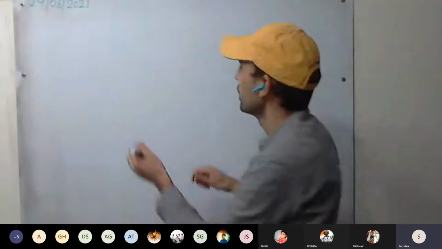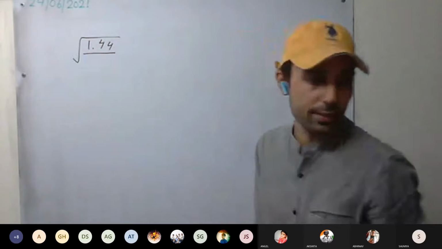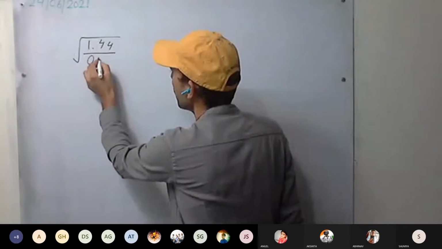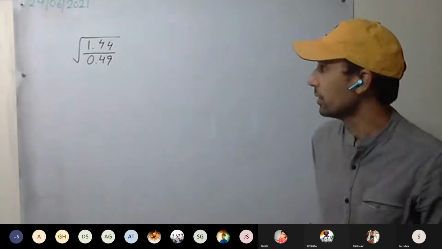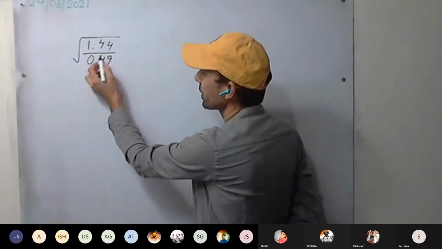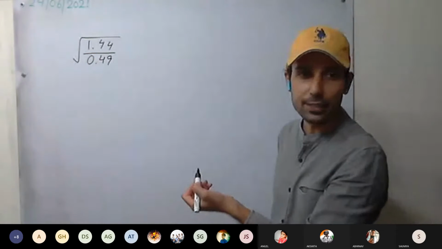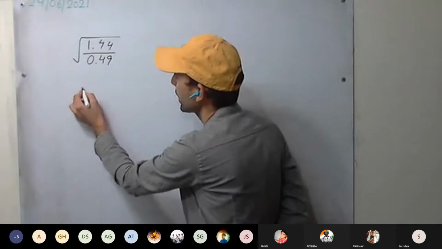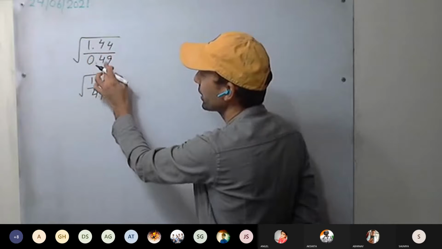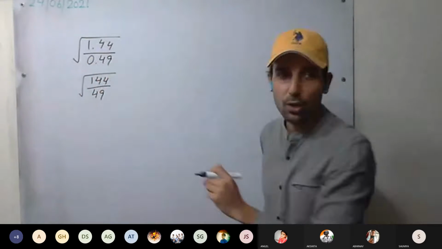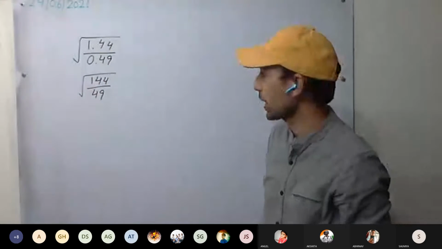First one is root of 1.44 divided by 0.49. Okay, can we remove the decimal place? Can we remove the decimal? It's two places, two places. We can cancel the decimal place. Next, it can be written as 144 divided by 49. Yes or no? 144 divided by 100, 49 divided by 100. The 100 we can cancel, or we can simply remove the decimal because two places, two places. This is clear? Okay. Yes, sir.